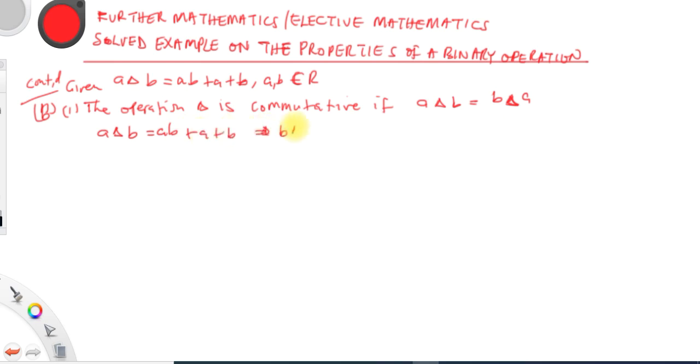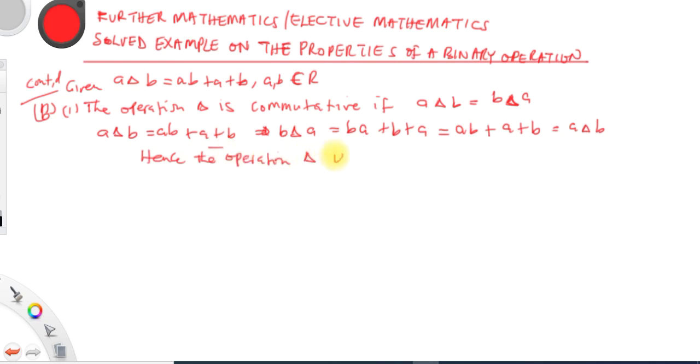It implies that B triangle A, B will come first. So whatever we see A put B, then we change their position, so we get BA plus B plus A. Let us try to rearrange this to be the same as this. B times A is the same as A times B, so we get AB, and then plus A plus B, the same as A triangle B. So what do you see? We are saying that A triangle B is equal to B triangle A. So hence the operation triangle is commutative.